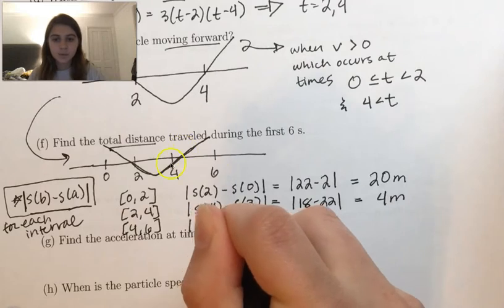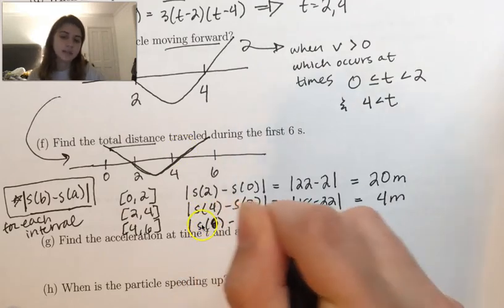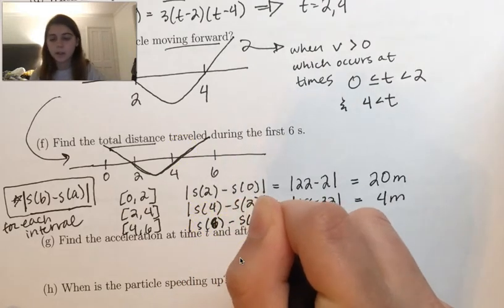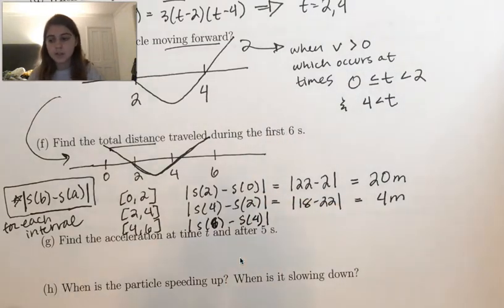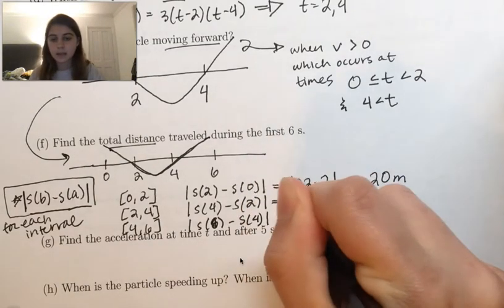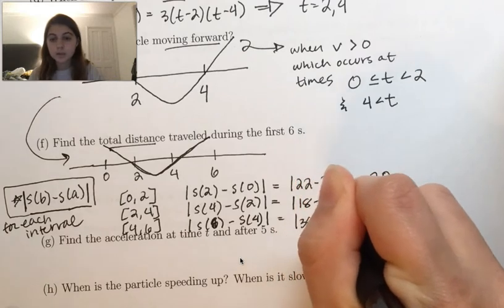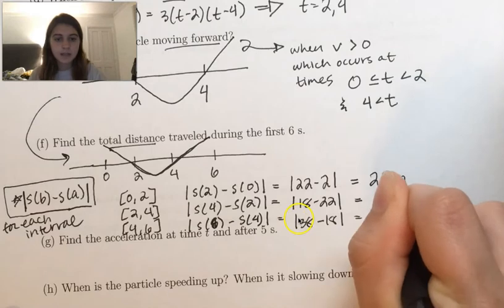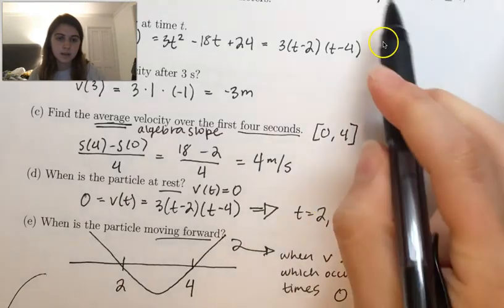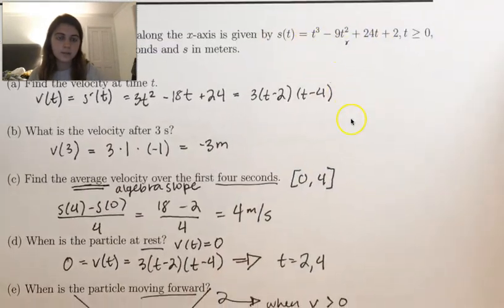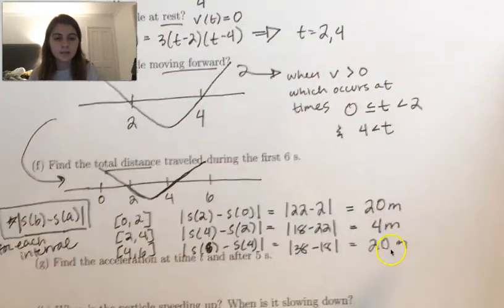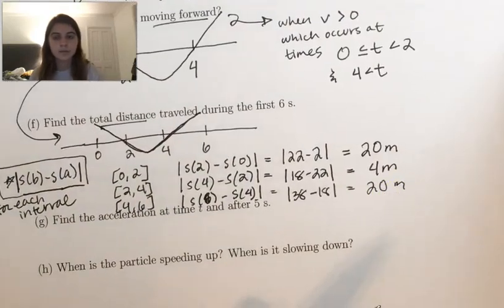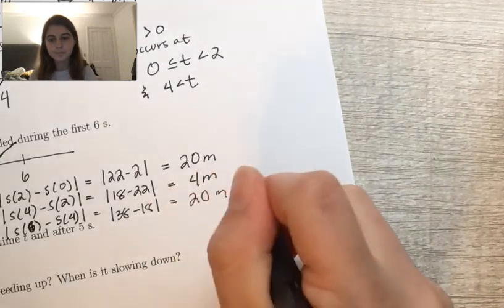And then final segment, 4 to 6. So once again, look back at that position function. We've got 6 cubed minus 9 times 6 squared plus 24 times 6 plus 2. That gives us 38. And then we've already solved the 18. There's the function again. And that gives us 20 also. So then we add those 3 up.